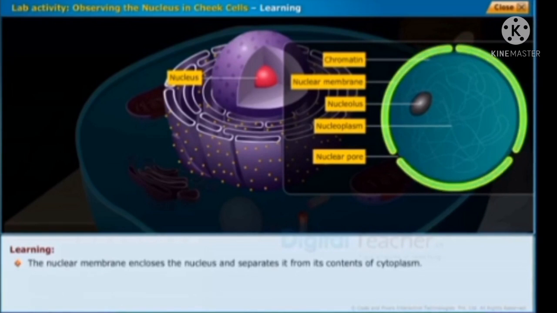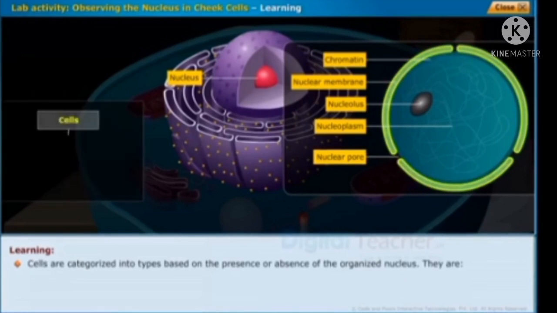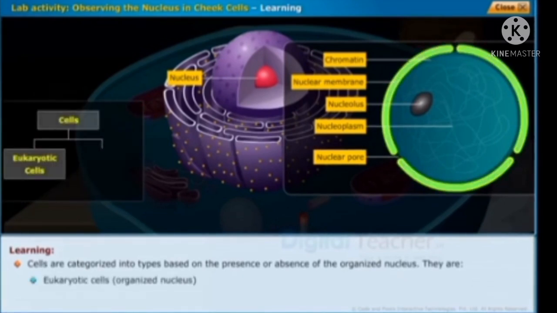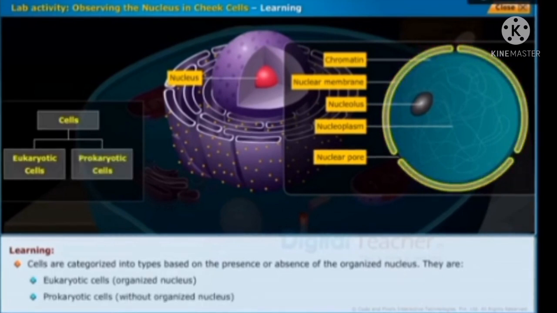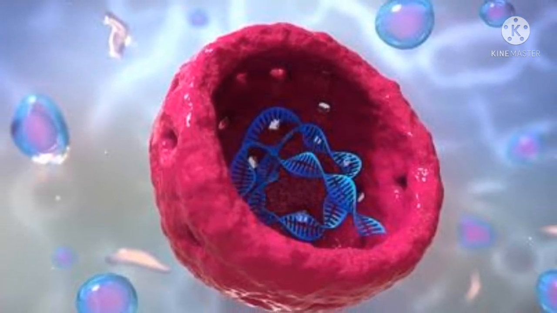The nuclear membrane encloses the nucleus and separates it from the contents of the cytoplasm. Nuclear membrane is similar to the cell membrane. Cells are categorized into types based on the presence or absence of the organized nucleus. The first one is eukaryotic cells with the organized nucleus, and the second one is prokaryotic cells without an organized nucleus. Children, again I repeat the functions of the nucleus.